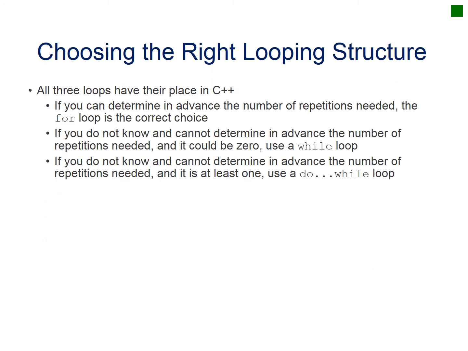Choosing the right looping structure. All three loops have their place in C++. If you can determine in advance the number of repetitions needed, the for loop is the correct choice. If you do not know and cannot determine in advance the number of repetitions needed, and it could be 0, use a while loop. If you do not know and cannot determine in advance the number of repetitions needed, and it is at least 1, use a do-while loop.